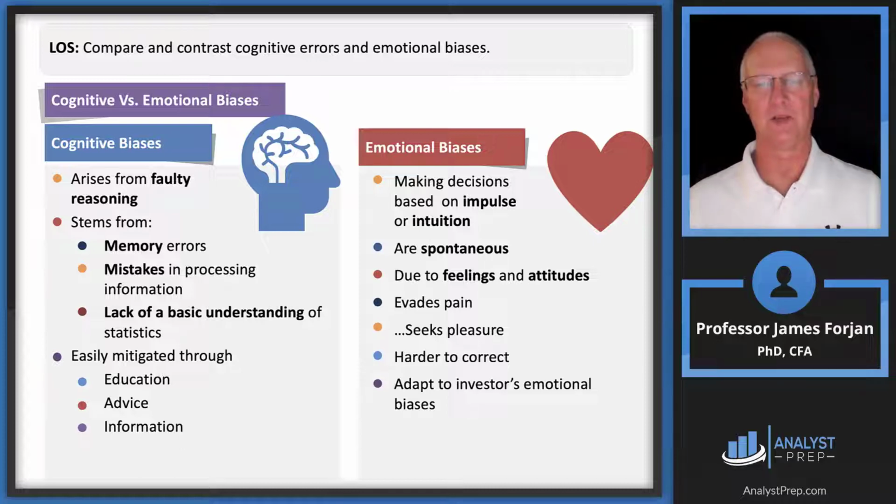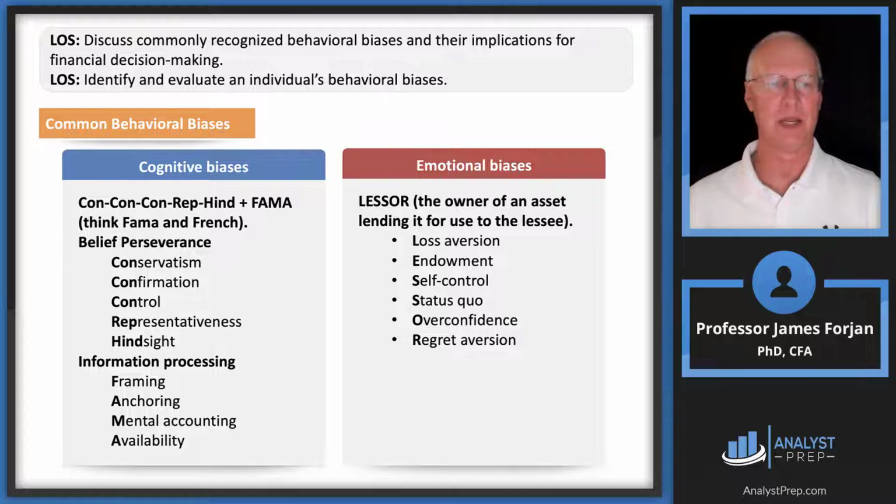So what does the reading tell us? Spontaneous impulse or intuition due to feelings and attitudes. What we're trying to do here is a combination of avoiding pain, like we're going to try to avoid a loss, and we're going to seek pleasure. So way harder to correct. I mean, I love my grandmother. I'm guessing many of you do too. If my grandmother thought that I should hold on to these shares, well, who am I to argue? So clearly, the Institute is correct in saying that the emotional biases are way more difficult, but I just am uncomfortable with the easily mitigated. How about just say it might be easily mitigated?